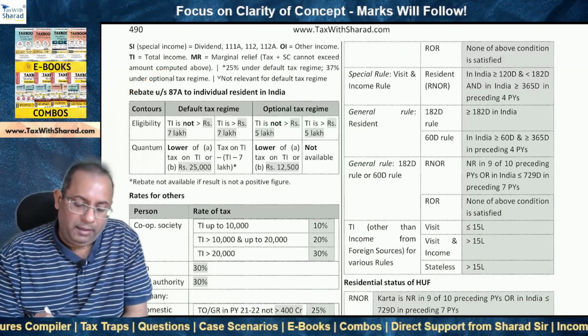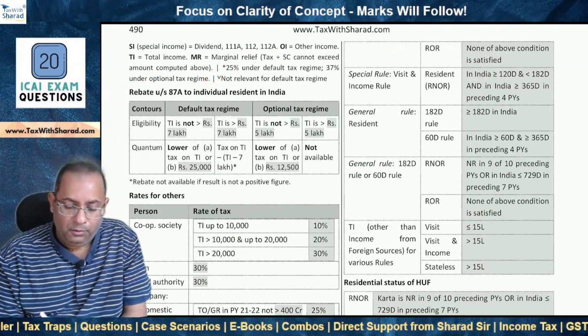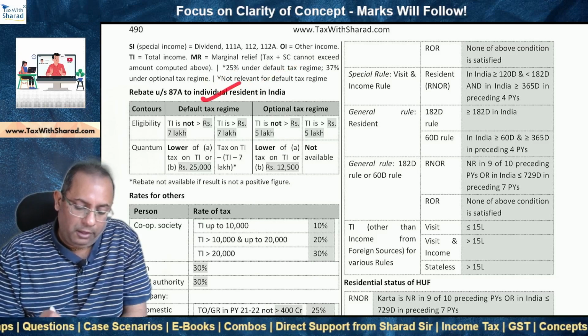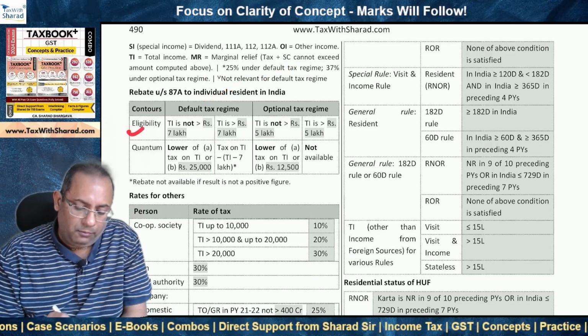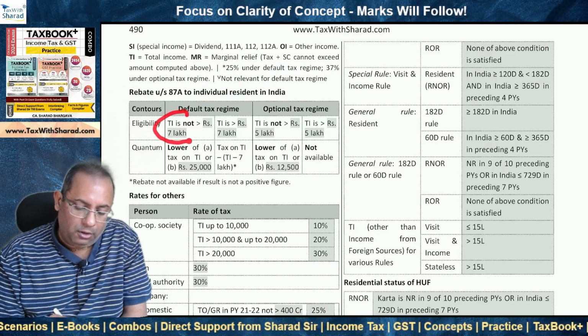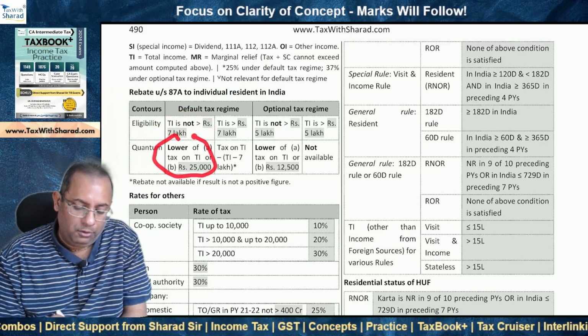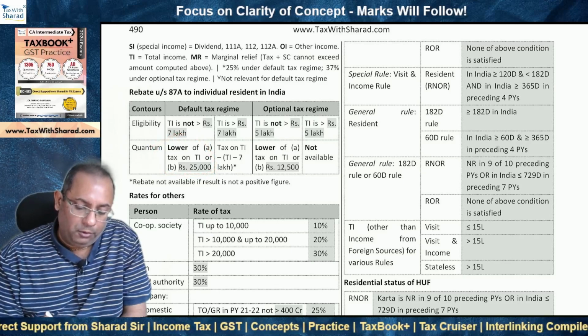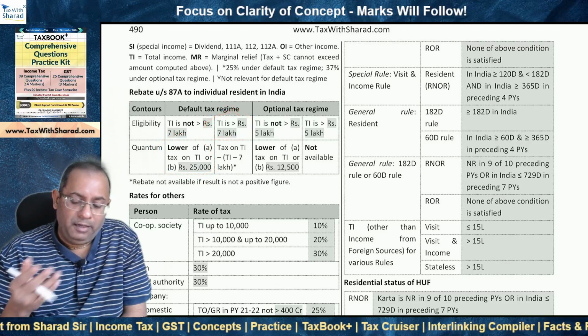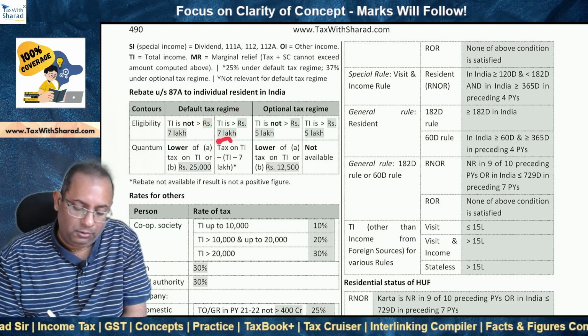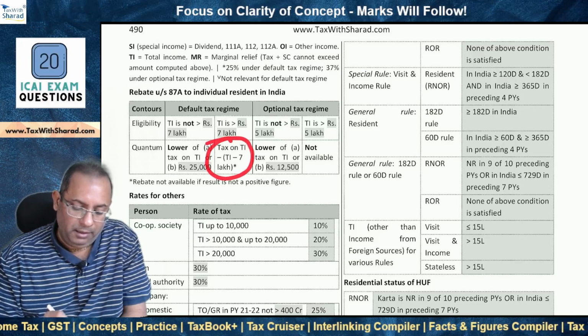Rebate under section 87A is available to an individual who is a resident in India. For the default tax regime, what is the eligibility? Total income is not more than 7 lakh. The rebate is equal to the lower of tax on total income or rupees 25,000. Where total income is more than 7 lakh, then marginal rebate is available. And the formula for that is tax on total income minus (total income minus 7 lakh).